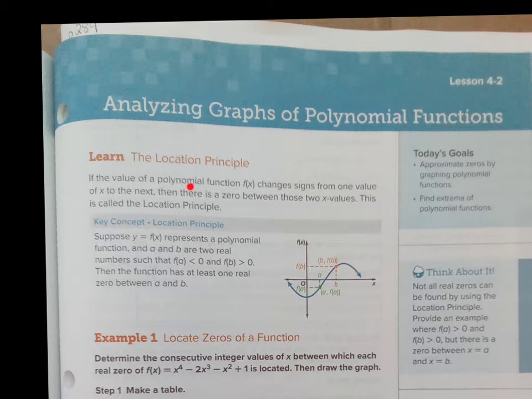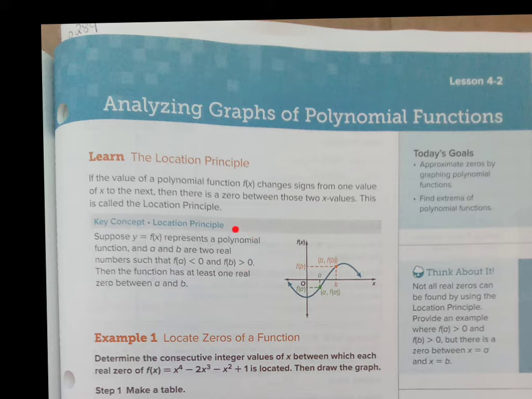It says if the value of a polynomial function f of x, remember that's y values, changes sign. So if we're going from negative to positive or positive to negative on our y values, when we go from one value of x to the next, and we're going to go by integers, just like 1, 2, 3, 4, 5, then there has to be a 0 between those two x values. Okay, and so then we'll look at it a little bit.